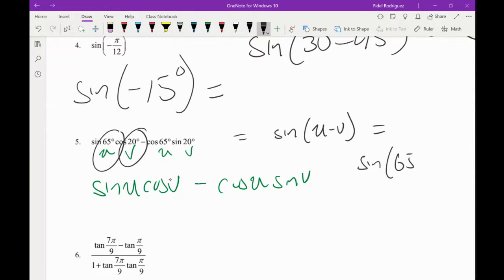sine of 65 minus 20. What is 65 minus 20? 45. What's the sine of 45 degrees? Scroll back if you need to, guys. And you are done. Right?